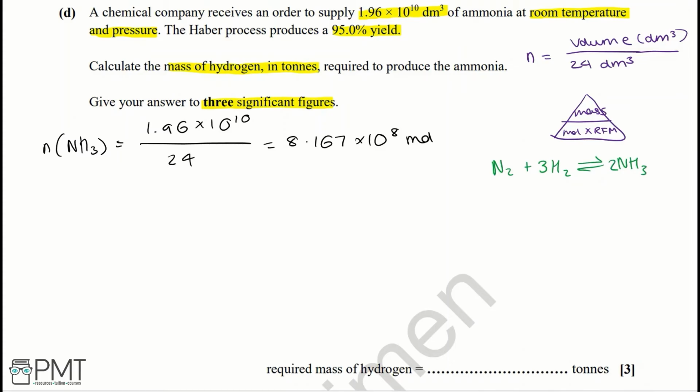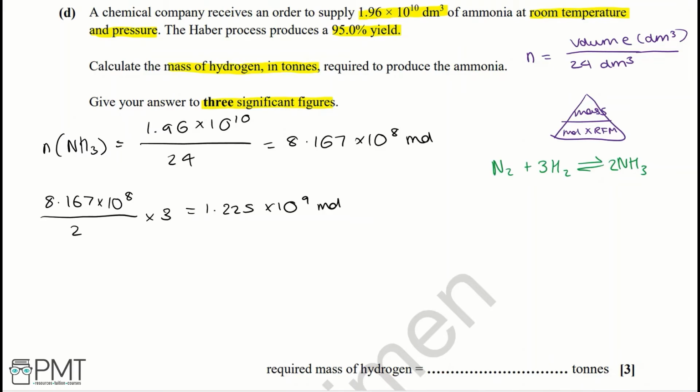And we're looking for the moles of hydrogen. So scaling our moles, we would do 8.167 times 10 to the 8 divided by 2 multiplied by 3. And that equals 1.225 times 10 to the 9 moles.